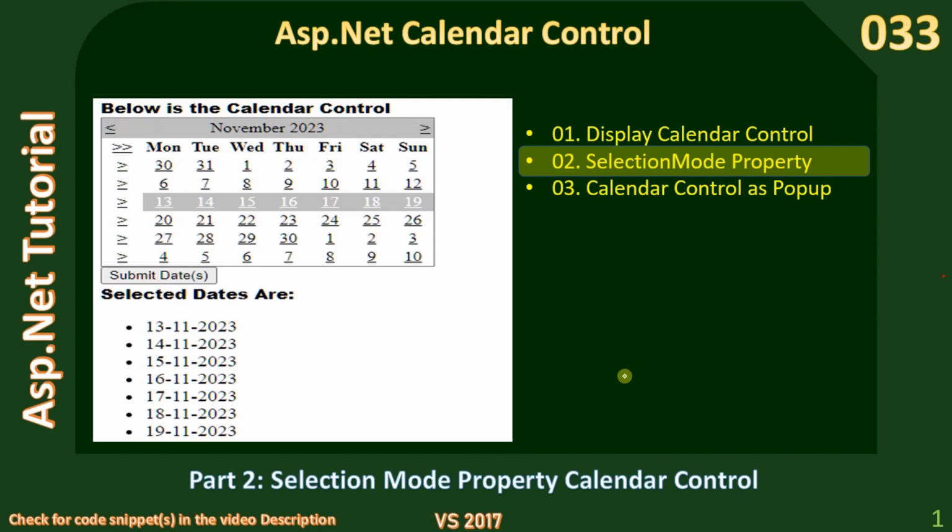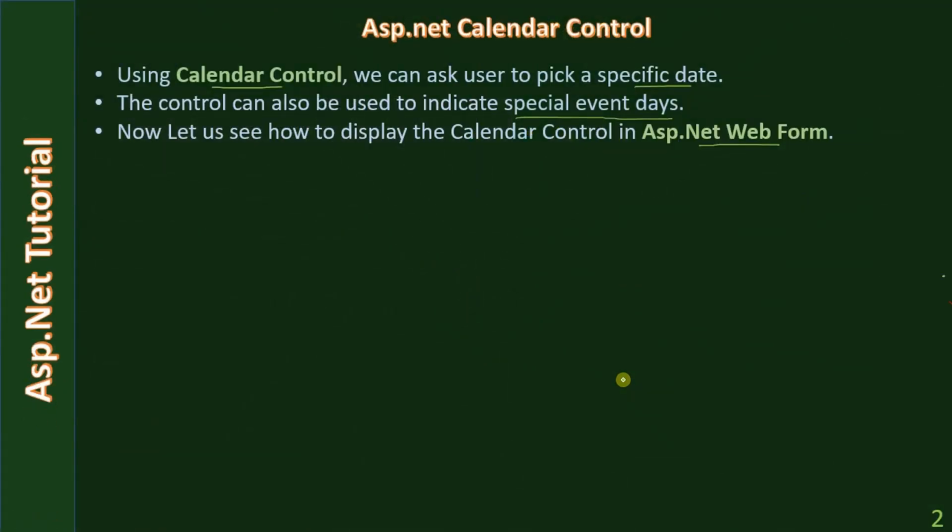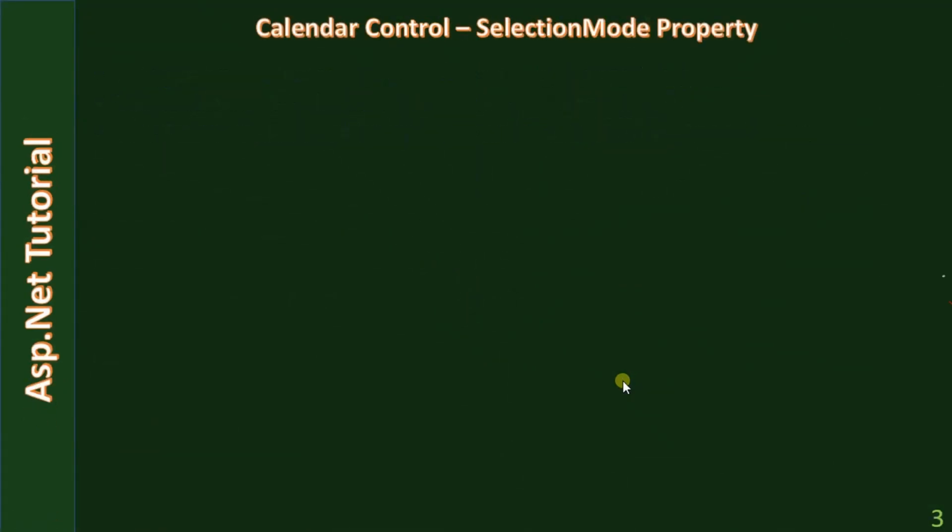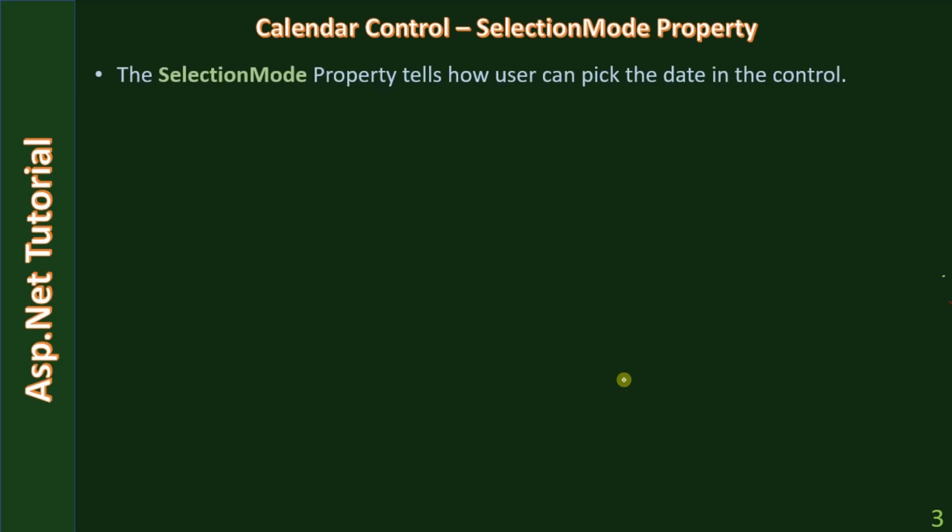In the last video, we talked about the ASP.NET calendar control. In this video, we will see how to use the selection mode property. The selection mode property tells how the user can pick the date in a control, whether they can pick a single date or multiple dates. That's aided by the selection mode property.